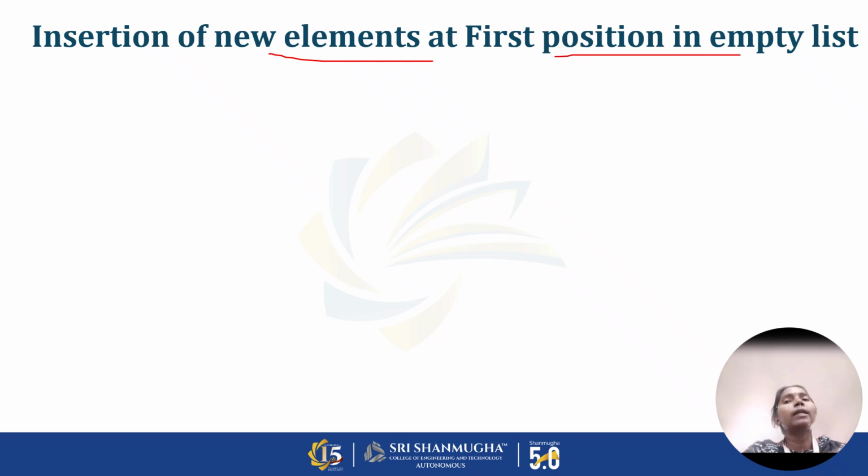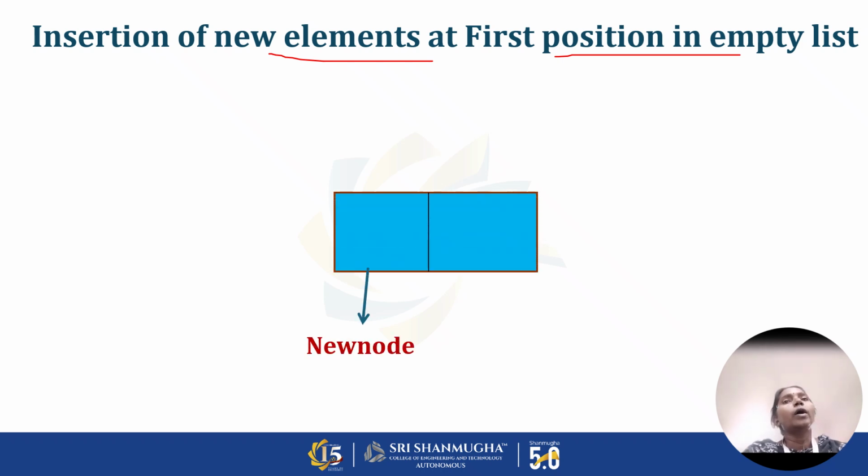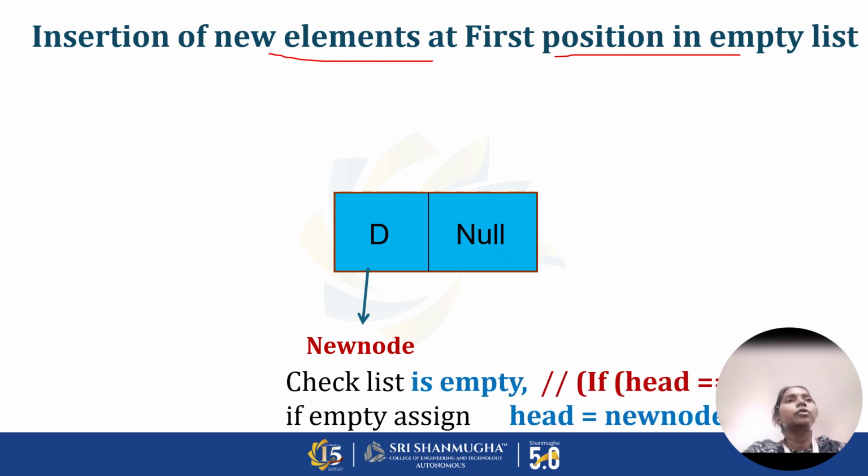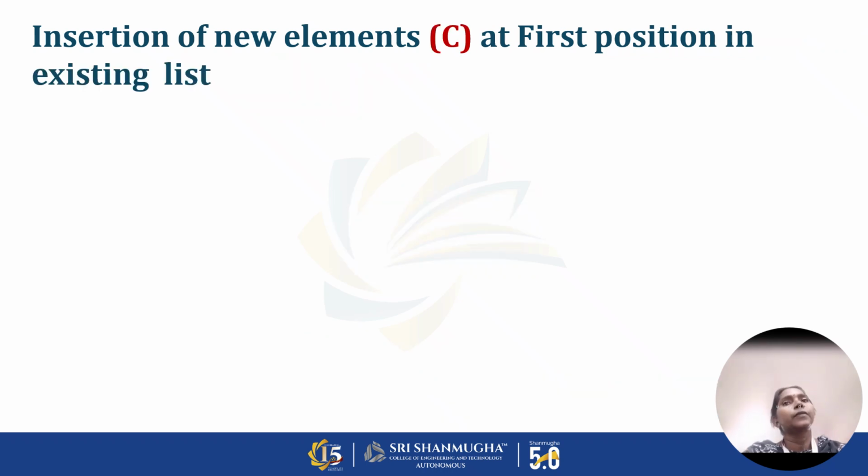Insertion of a new element at the first position in an empty list. We have only an empty list, and we have to insert a new element. Let's begin with one new node inserted. D is the new node and its next is null, since we don't have a next address. So the list is empty. If empty, head is assigned equal to new node, and this is the head here.